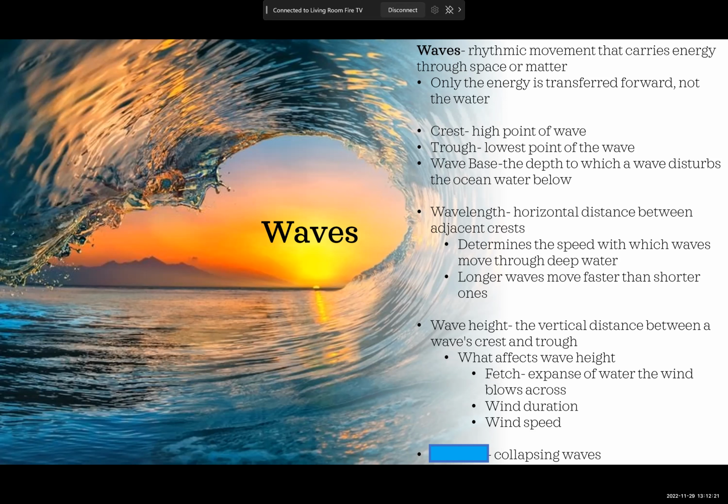What do we call the collapsing of waves? Yeah, that's breaking. Okay, or breakers. So what you see at the ocean when you're at the beach, those are breakers. They're collapsing, right? They do that in the ocean when there's a storm or some reason for there to be a lot of wave activity.